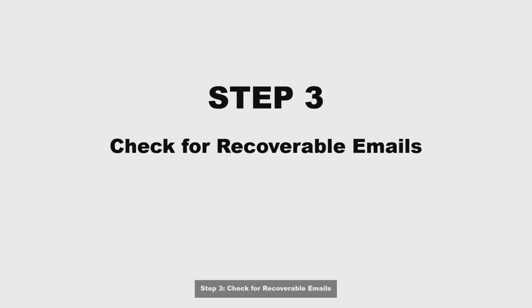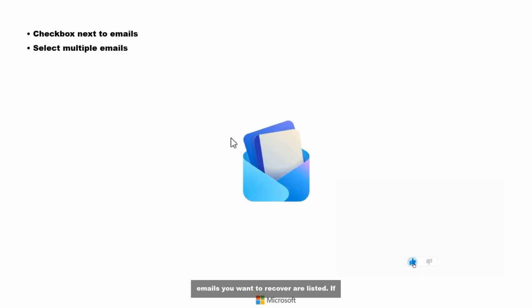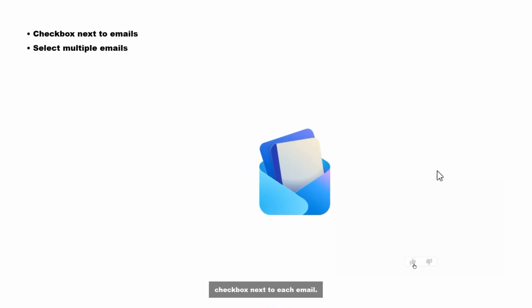Step 3. Check for recoverable emails. In the Deleted Items folder, check if the emails you want to recover are listed. If they are, select them by clicking the checkbox next to each email.